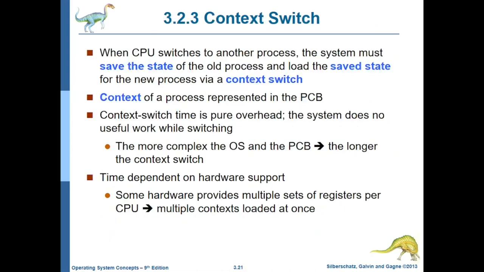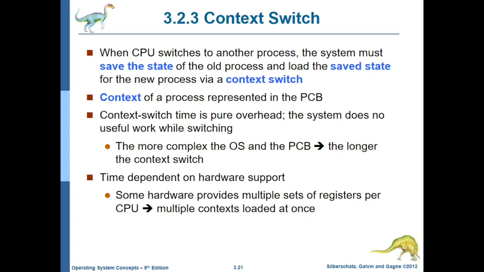A context switch is the process of saving and restoring the state of a process when the CPU switches from executing one process to another. The state of a process includes all the information that the CPU needs to resume the execution of the process, such as the program counter, the registers, the stack pointer, and so on.